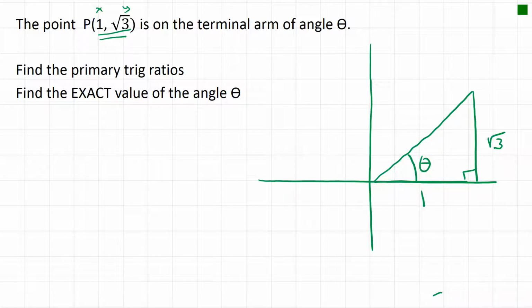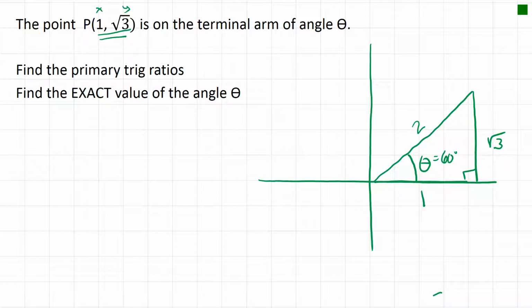So just looking at the 1, root 3, that should trigger a bell. Hey, that is one of the special triangles: 1, 2, root 3. So the missing side is 2. You could use Pythagoras again to calculate it, but if you've memorized it, then you're good to go. You can just put the 2 in there. And because it's the special triangle, you also should have memorized that this is 60 degrees.